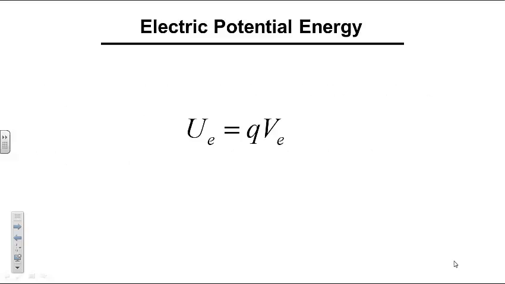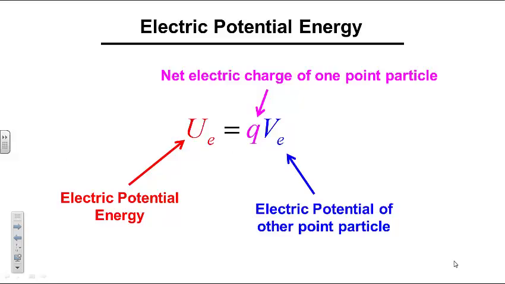This is the equation for the electric potential energy of a point particle. It depends on the net electric charge of the point particle and the electric potential experienced by the point particle. This is not the electric potential of the point particle itself, but rather the electric potential of the other objects in the system that interact with the point particle.